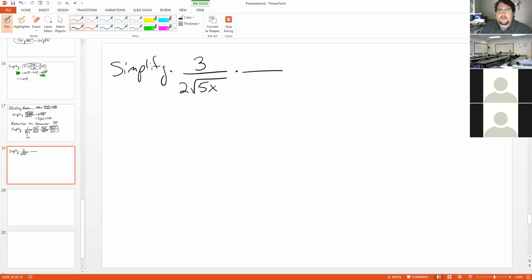So the 2 is fine. Don't look at the 2. 2 is out of the root, but it's the stuff in the root. So I got a 5. I need that to be a 25. So I need another 5. 5 times 5 is 25, and I need another x.